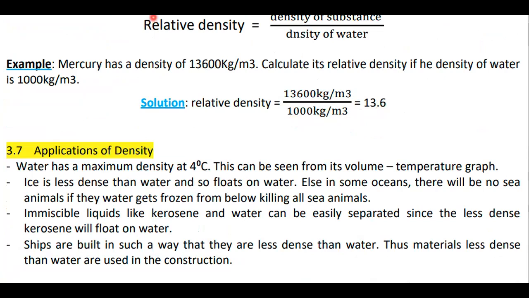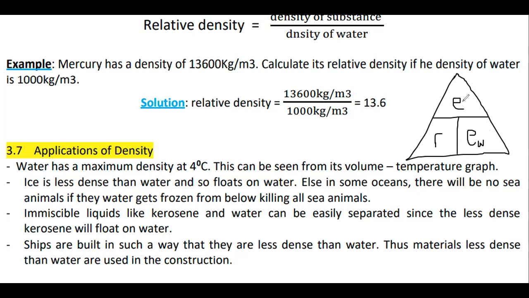You can equally make a formula triangle to calculate this relative density, just like the triangle that we did before. So this is density, and this is relative density. Relative density is equal to the density of object divided by density of water. Let me call it EW. So that's relative density.